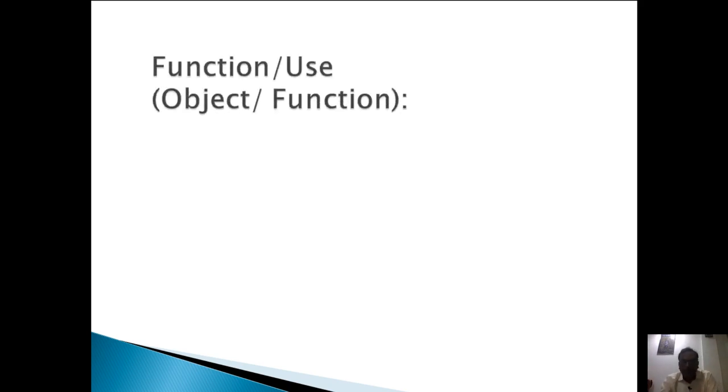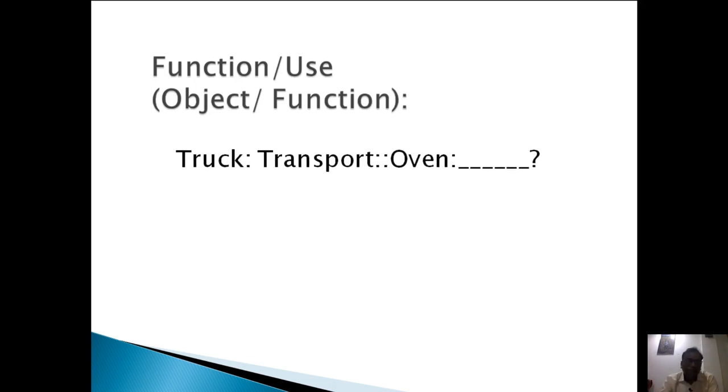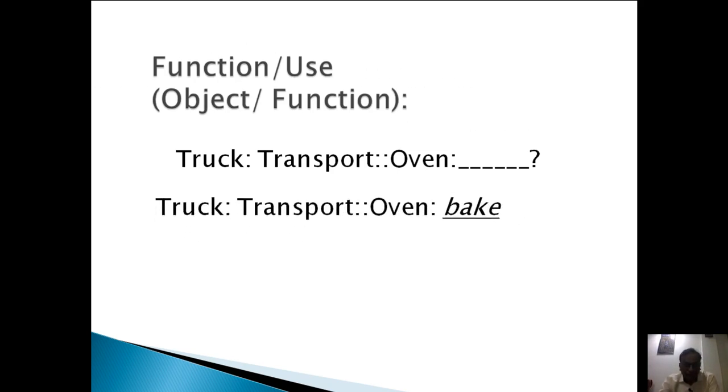Function and use, object and function. Now we are going to discuss this type of questions. Truck equal to transport, getting, and then oven equal to what? Girls might be getting this one. This is very easy, if you use common sense also, you can easily get that. Because this question is from function and use. Already it is written. You can understand that truck is used for transport. Then oven should be used for baking or bake. So the answer would be truck equal to transport, then oven equal to bake.